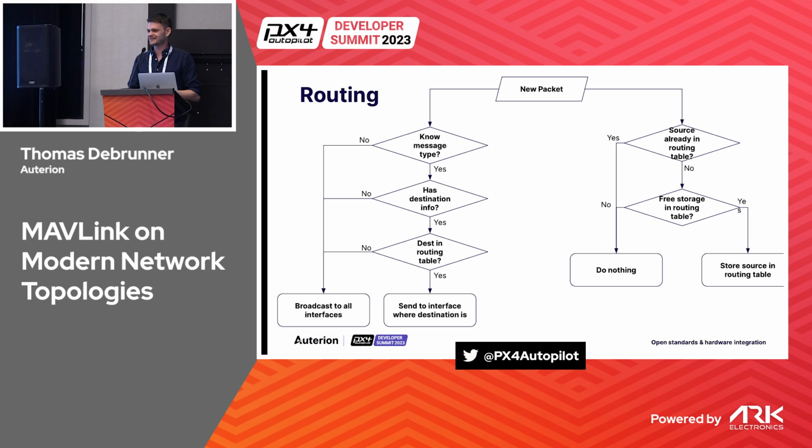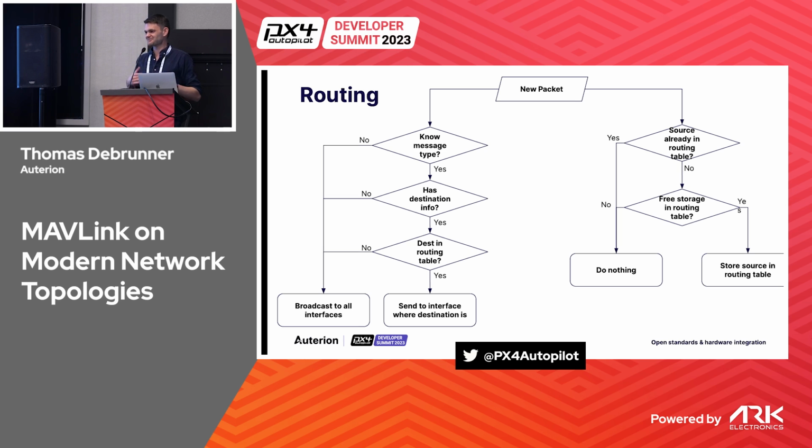If I can decode the message, but it's a broadcast message, like a heartbeat or battery status or something, there's nothing you can do, just broadcast it. Also that goes into the broadcast hole. And the last one: do I actually know where the target is? Did I actually ever receive a message from this system where this is supposed to go? Then you can directly send it there. Otherwise, broadcast it. It goes everywhere.